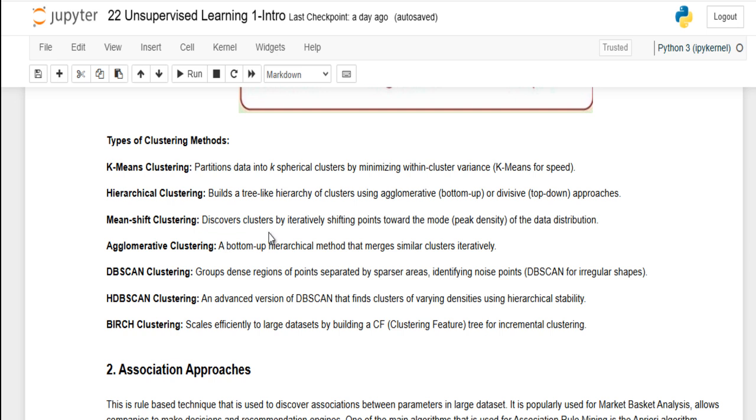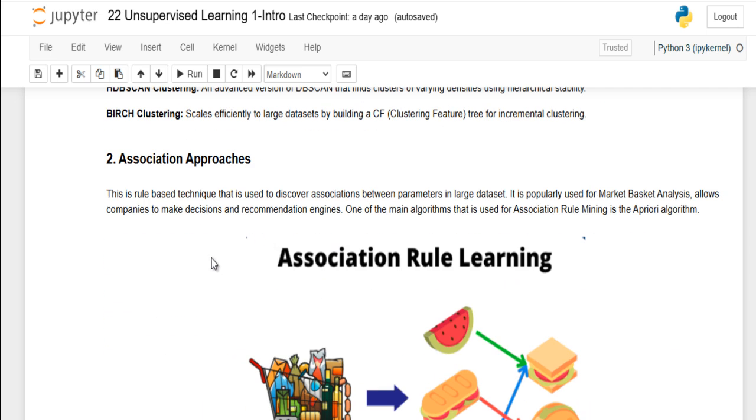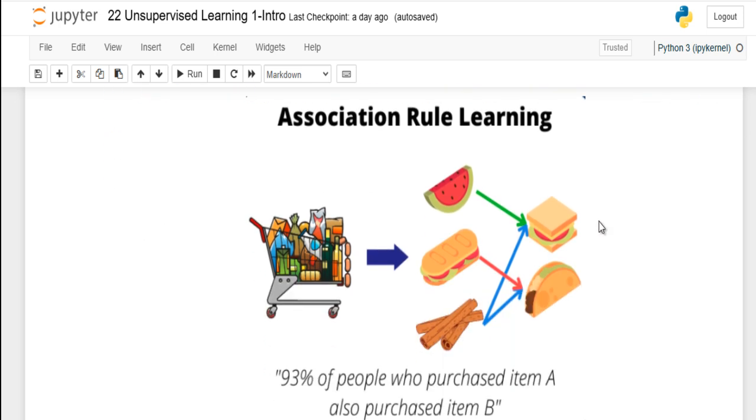The second part is called association approaches. This is a rule-based technique that is used to discover associations between parameters in a large data set. It is popularly used for market basket analysis, and allows companies to make decisions and build recommendation engines. One of the main algorithms used for association rule mining is the Apriori algorithm. This is association rule learning.